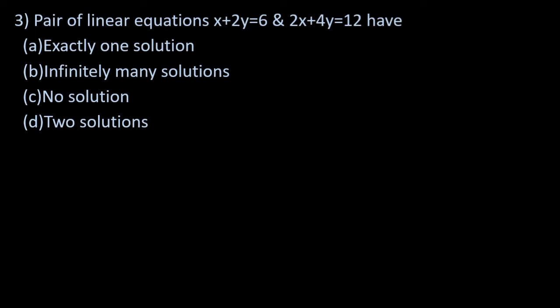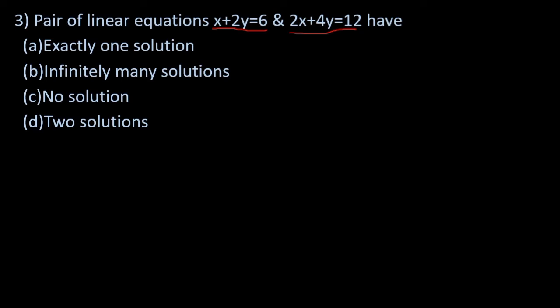Pair of linear equations x plus 2y is equal to 6 and 2x plus 4y is equal to 12 have: options we have exactly one solution, infinitely many solutions, no solution, two solutions. Here they are asking us to find out how many solutions it has, otherwise it doesn't have any solution, otherwise it has infinitely many solutions. So for that we need to check the conditions. That means a1 by a2 how much you will get, b1 by b2 how much you will get, and c1 by c2 how much you will get. That you need to do.